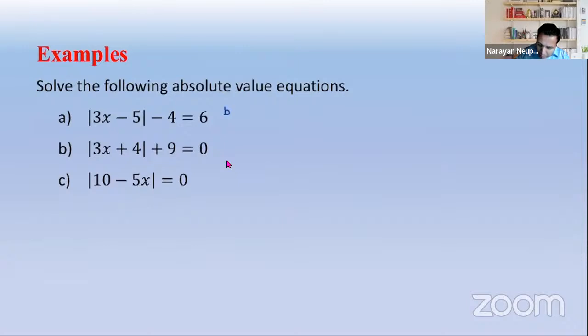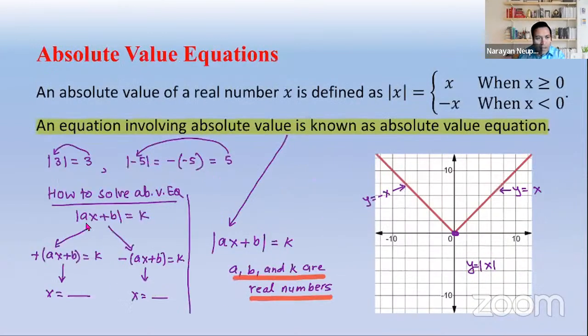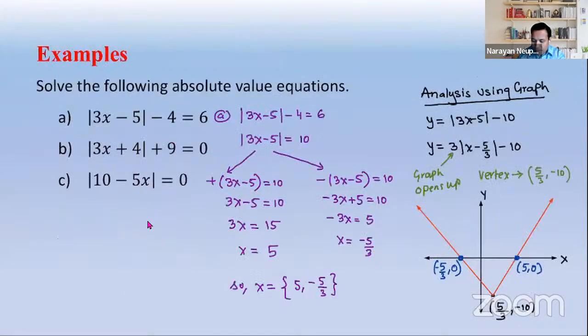So in B, we have 3x plus 4 plus 9 equal to 0. First we are going to write this in the standard form. When I say standard form, we write the absolute value on the left and we put the constant on the right. We did that in the first example also. Look here, we write the absolute value on the left and constant on the right. So we get absolute value of 3x minus 5 equal to 10.